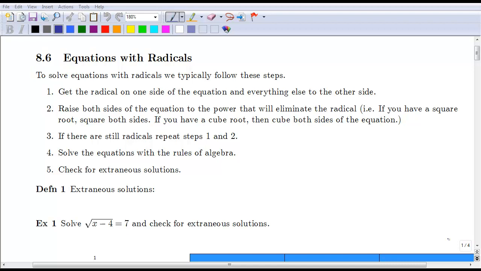The second step is you're going to raise both sides of the equation to whatever power will eliminate that radical. So if it's a square root, you would square both sides. If it's a cube root, cube both sides. If it's a fourth root, raise both sides to the fourth power.